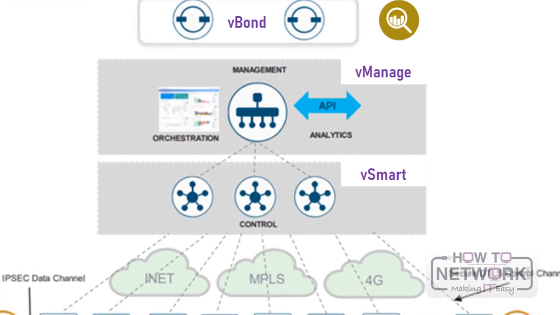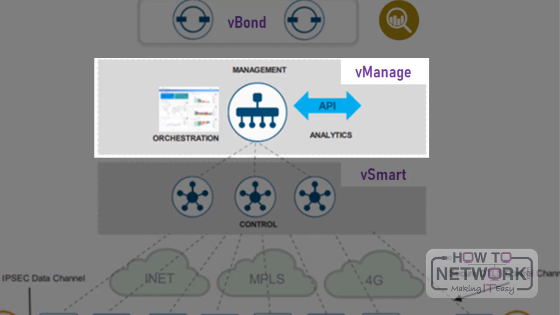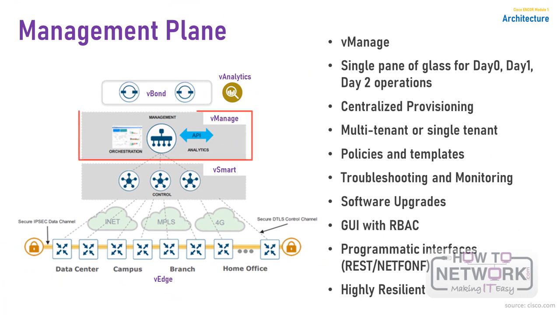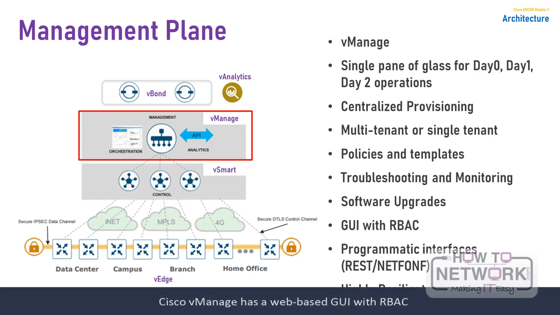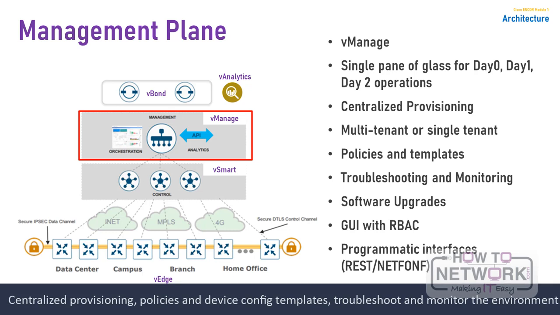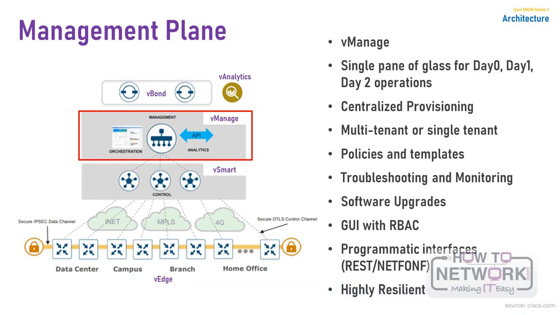Cisco vManage is on the management plane and provides a single pane of glass for day 0, day 1, and day 2 operations. Cisco vManage's multi-tenant web-scale architecture meets the needs of enterprises and service providers alike. Cisco vManage has a web-based GUI with role-based access control. Some key functions of Cisco vManage include centralized provisioning, centralized policies and device configuration templates, and the ability to troubleshoot and monitor the entire environment. You can also perform centralized software upgrades on all fabric elements, which include vEdges, vBond, vSmart, and vManage itself.